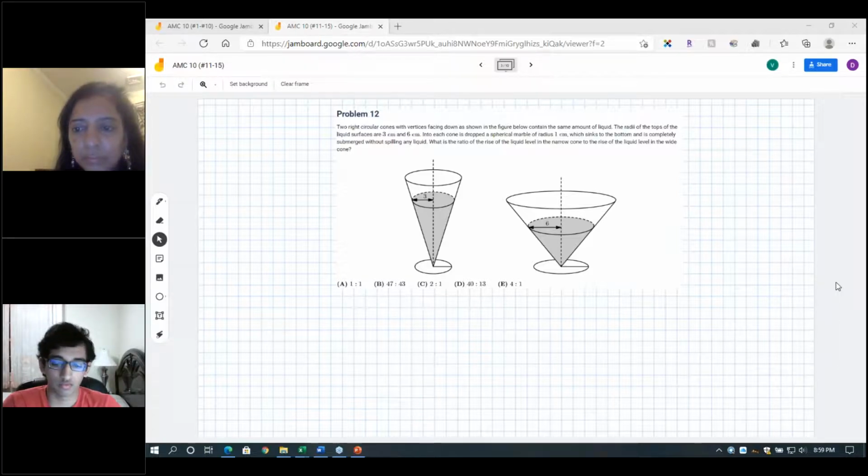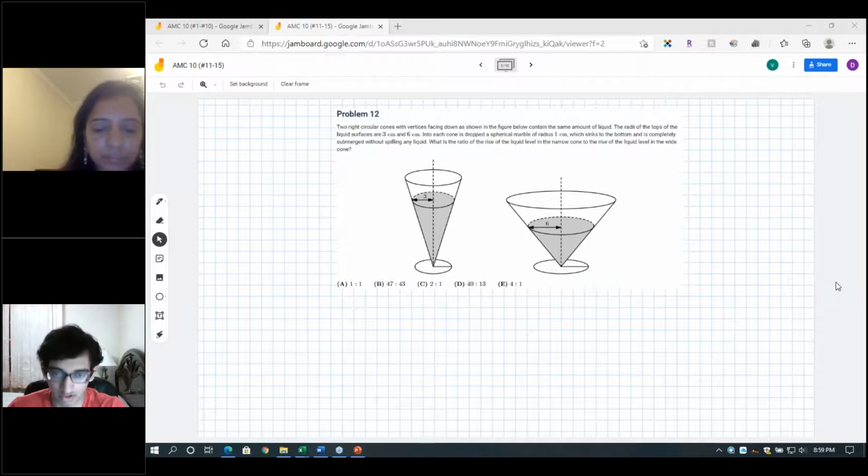So what we will first do here is we will compare the volumes of these two cones before the marble is dropped and after the marble is dropped. That way we can calculate the difference. So I'll be making a table in this.